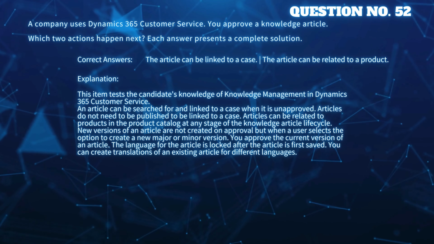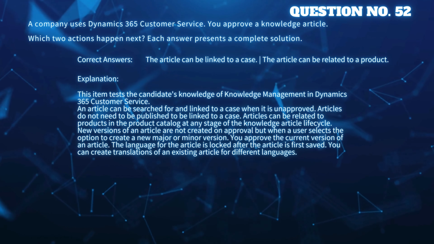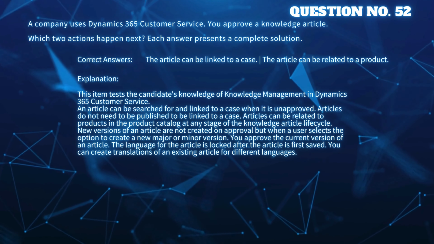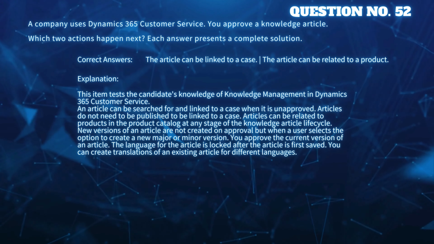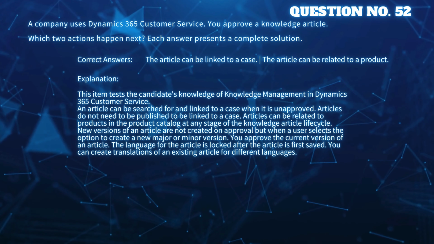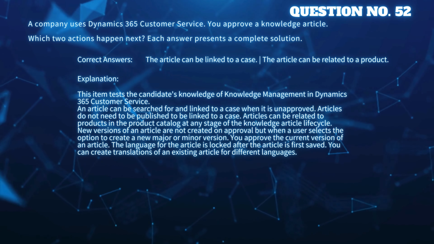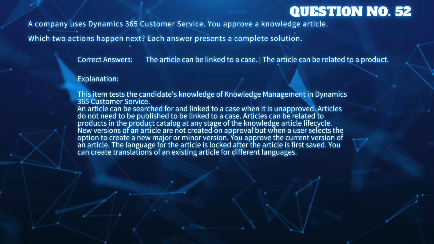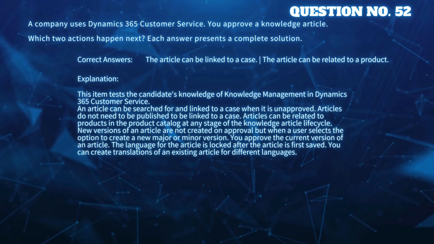Correct answers: the article can be linked to a case. The article can be related to a product. Explanation: this item tests the candidate's knowledge of knowledge management in Dynamics 365 Customer Service. An article can be searched for and linked to a case when it is unapproved. Articles do not need to be published to be linked to a case. Articles can be related to products in the product catalog at any stage of the knowledge article lifecycle.